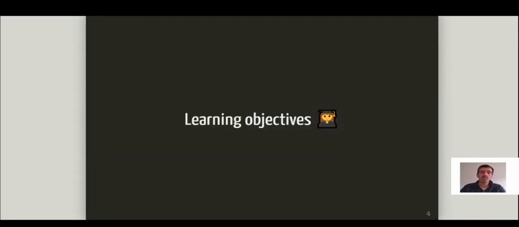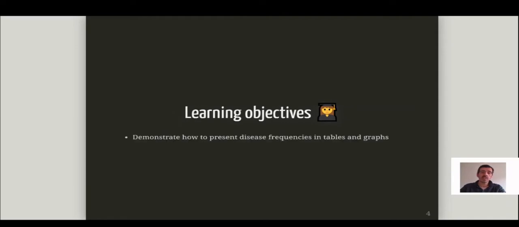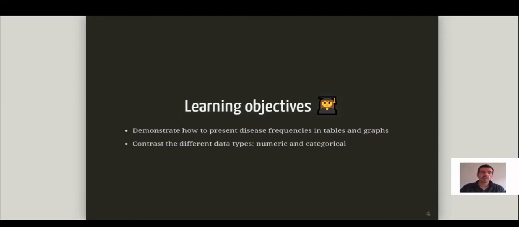So the learning objectives of this lecture are that you should be able to summarize different data types. By having this ability, you should be able to demonstrate, for instance, how to describe infrequencies, diseases by making graphs or tables. And you should be able to contrast the different data types we are dealing with very often in microbiology, in tackling antimicrobial resistance, antimicrobial use, or in an epidemiological setting.